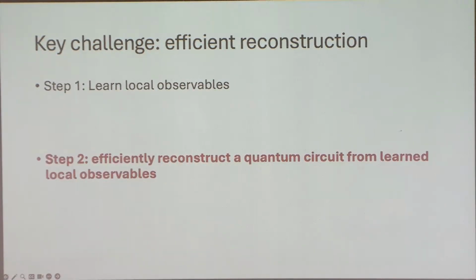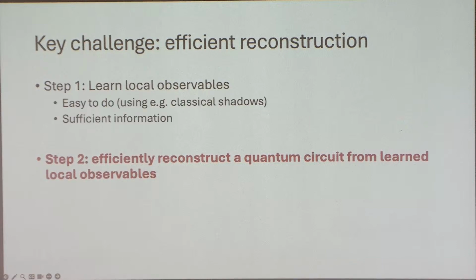Now I'll briefly discuss the key challenge in this problem. All of the algorithms we will see today follow a two-step procedure. The first step is to learn local observables. This is very easy to do, because if we want to learn local observables, we can just do local tomography. But of course, the modern approach is to use classical shadows. Moreover, we also know that because the underlying quantum circuit is shallow, local observables suffice information theoretically to reconstruct the circuit.